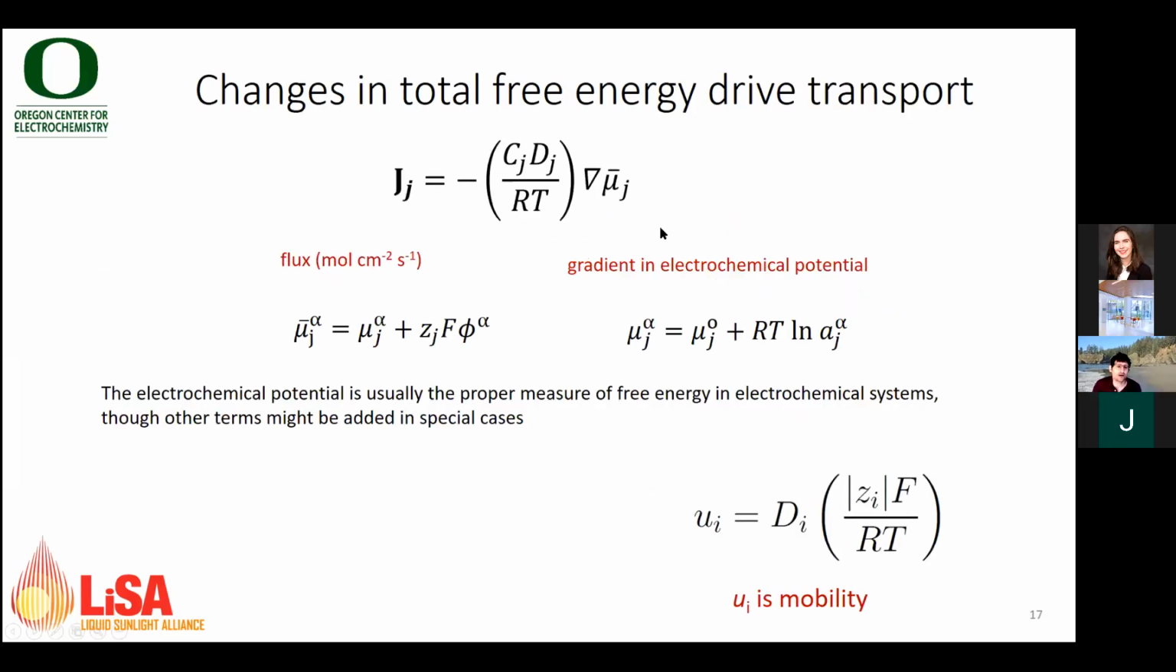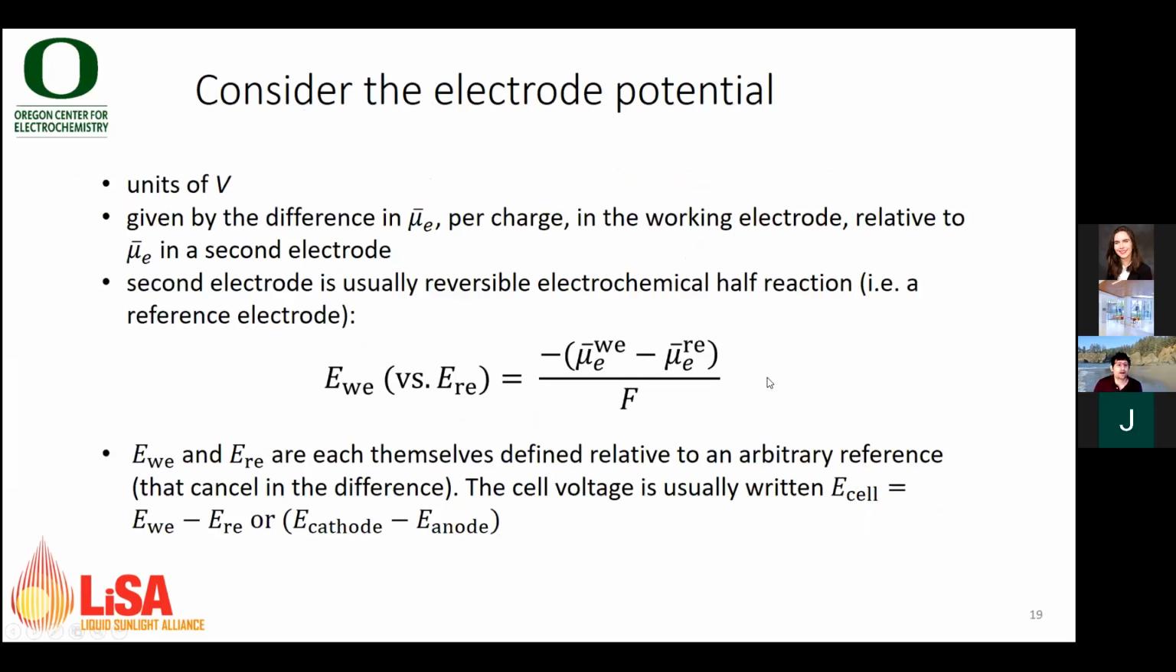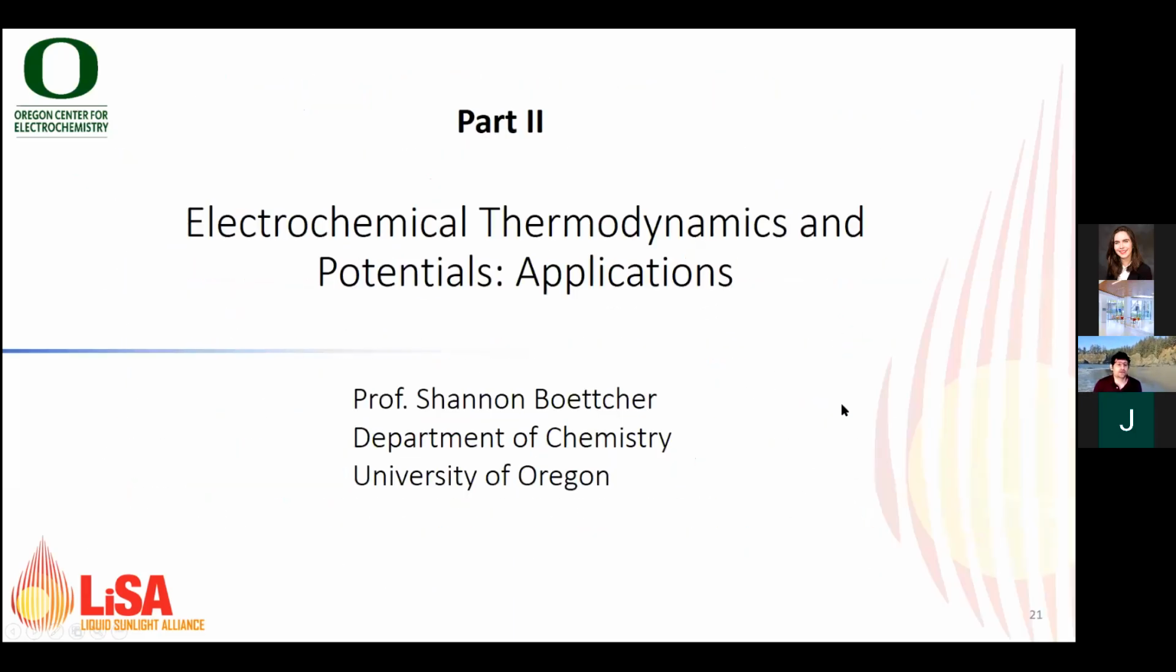And we talked about how you actually need a change in total free energy to drive transport. So this is the transport equation. Shane will talk in much more detail about transport in electrochemical systems, also when driven by light. This is the drift diffusion equation that just comes from that, which we'll get back into in more detail. And then we ended here with a summary of the key points.